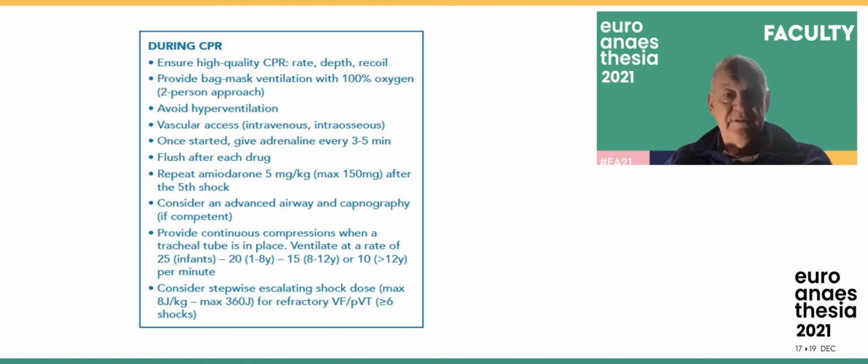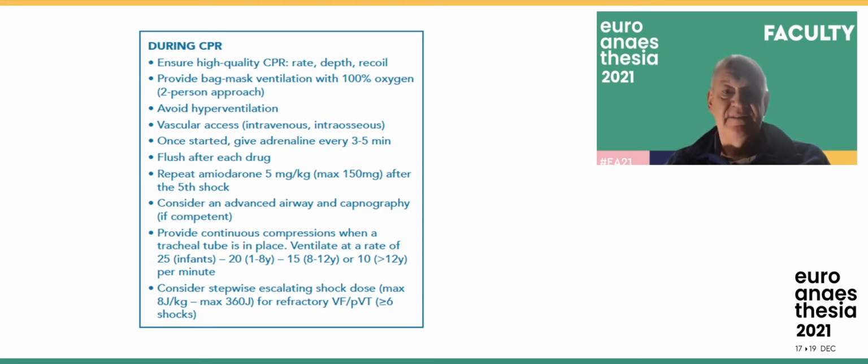In CPR, we've talked about this before, good quality cycle of giving basic life support, bag mask ventilation, initially with 100% oxygen, but I'll come on to that. Avoid hyperventilation. Access, IO is often practically easier to get, certainly than in a very shut down baby. Adrenaline every 3 to 5 minutes, flushing after each drug administration. Amiodarone we've talked about. Think about advanced airway. If a tracheal tube is in place, then ventilate at a rate, and this is a change, that is more age appropriate.